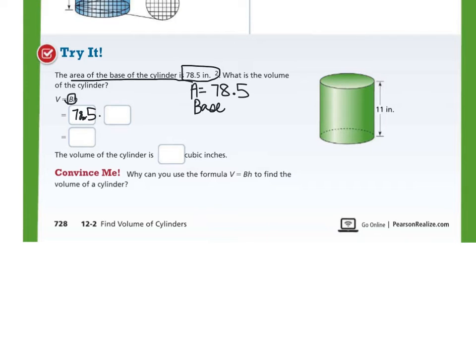Next, we have to multiply that by the height, and the height of this cylinder is 11. So we're going to multiply that by 11. Do that and see what you get. In this problem, the volume of the cylinder is 863.5 cubic inches.